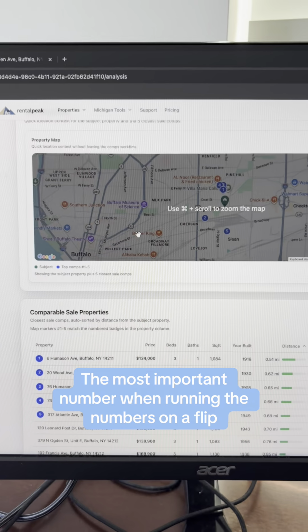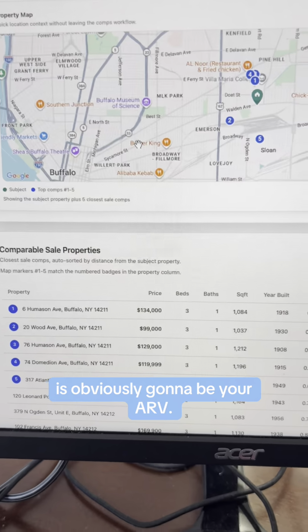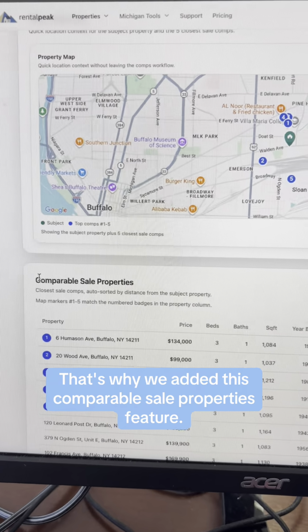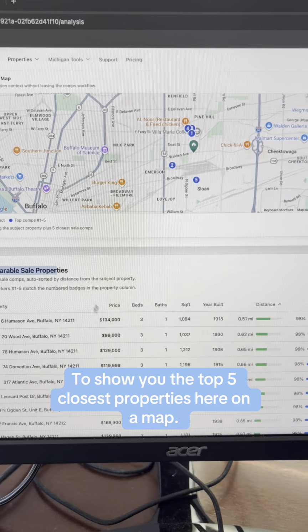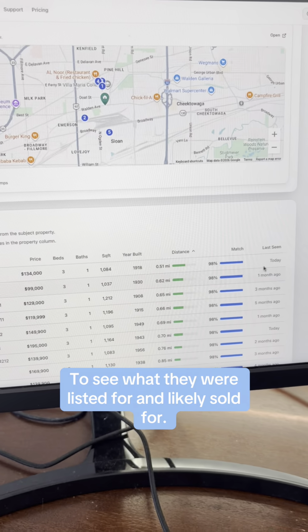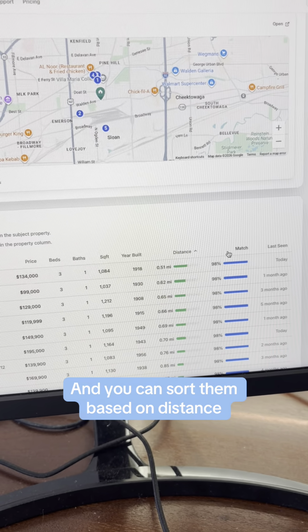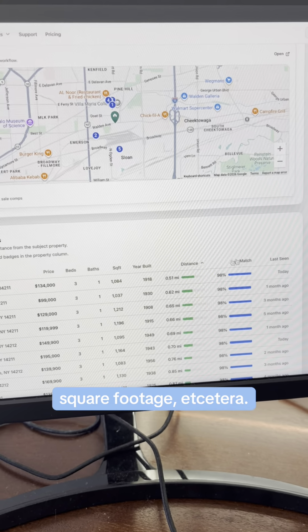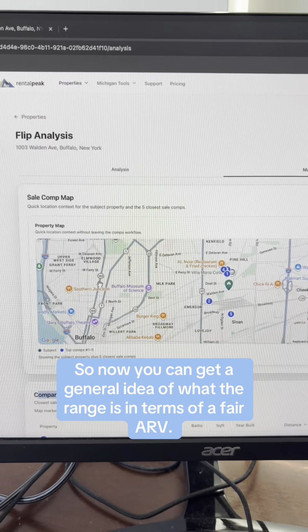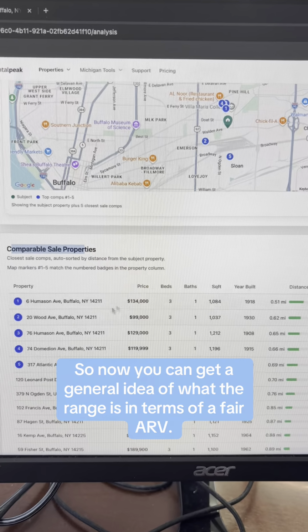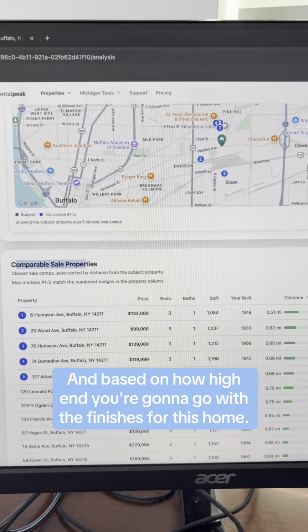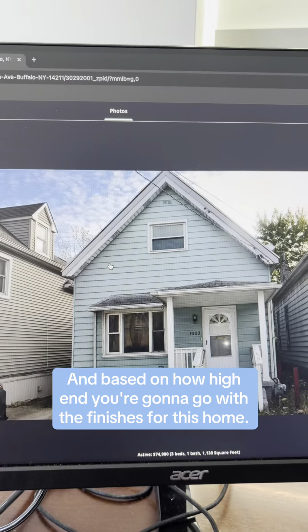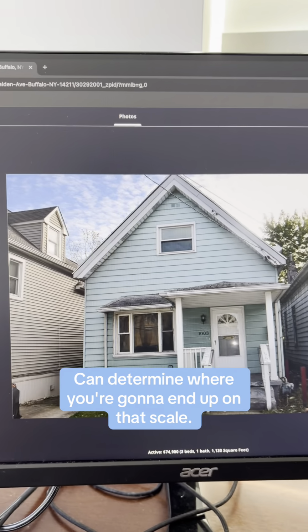The most important number when running the numbers on a flip is obviously going to be your ARV. That's why we added this comparable sale properties feature to show you the top 5 closest properties here on a map, and also here on this table to see what they were listed for and likely sold for. And you can sort them based on distance and match in terms of the stats of the property, like beds, baths, square footage, etc. So now you can get a general idea of what the range is in terms of a fair ARV for your property, and based on how high end you're going to go with the finishes for this home, you can determine where you're going to end up on that scale.